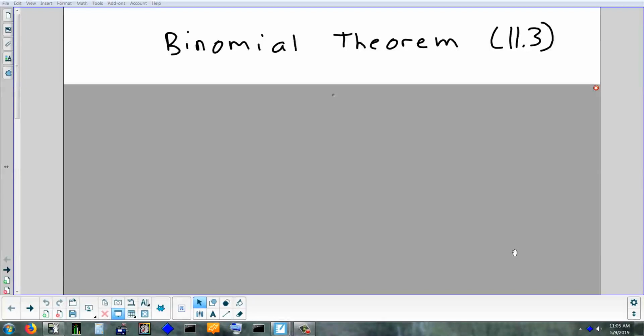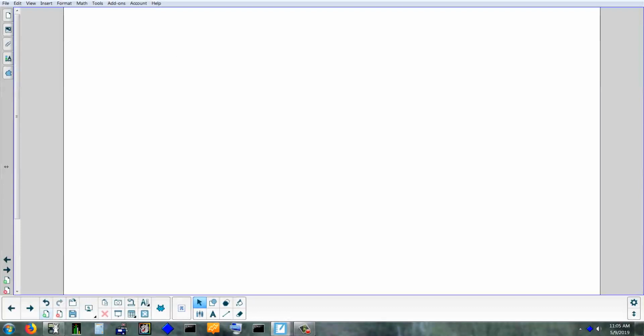Right, so the last section we're going to take a look at is 11.3, and it's on the binomial theorem. Basically, just to show you the end result here, it's going to allow us to take something like this and do it out pretty quickly, without having to write 2x plus 3y 12 times and then FOIL all of them together. That's basically what it does.